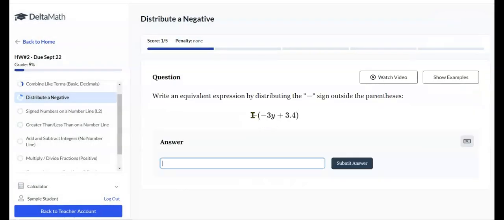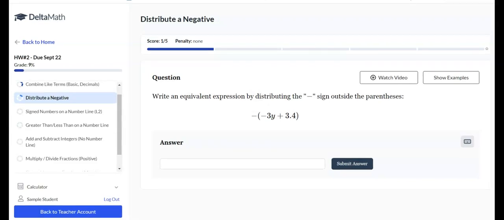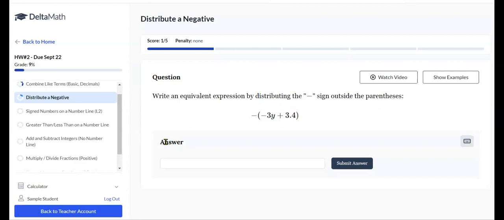Let's try another one. So this minus sign is going to disappear because I'm going to distribute it to each item inside the parentheses. And when I distribute it, both the parentheses will disappear, the minus sign out here will disappear, and all of the terms inside the parentheses will change signs. So my answer here will be positive 3y and then minus 3.4. So everything in here will change signs.